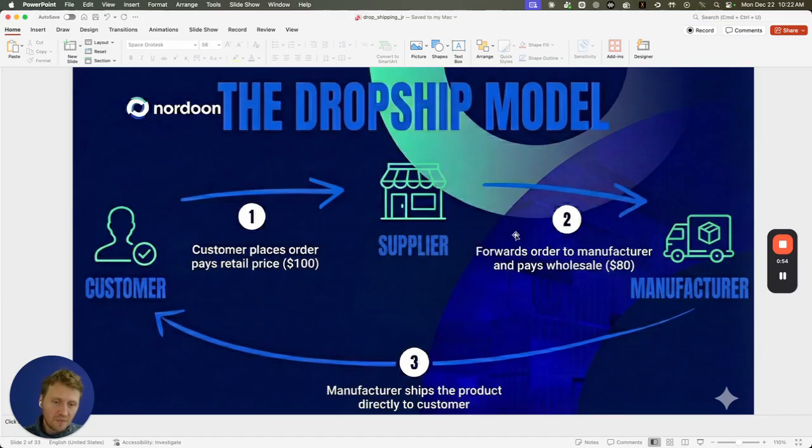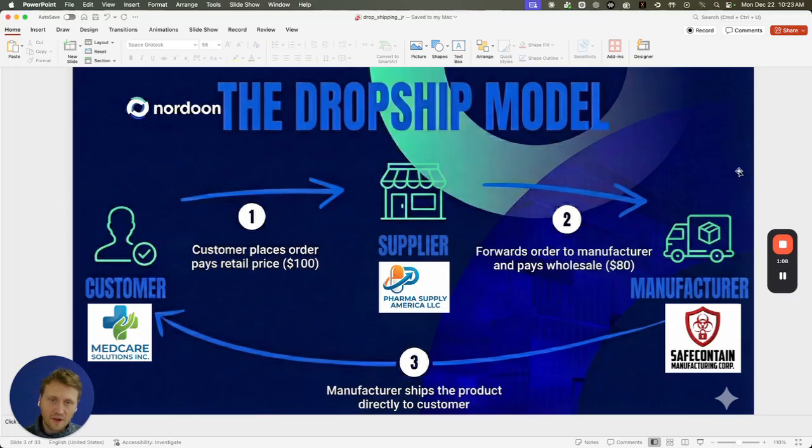This is capital efficient, with no warehousing costs and no inventory risk involved, but it creates a complex documentation scenario. So let's make it concrete. We'll introduce our three companies. Medcare Solutions in Boston, they're buying medical supplies. Pharma Supply America, in Chicago, the supplier and the distributor. And then we have Safe Contain Manufacturing in Houston, the actual manufacturer.